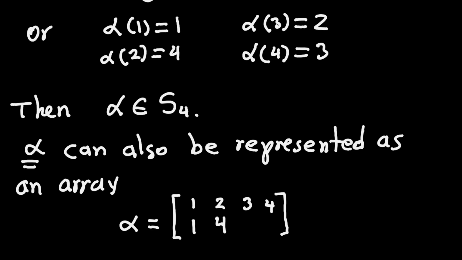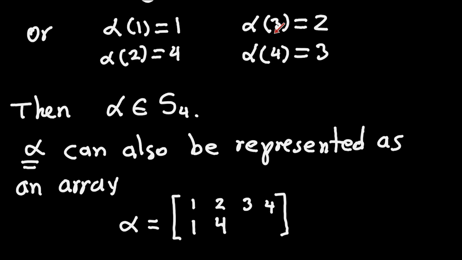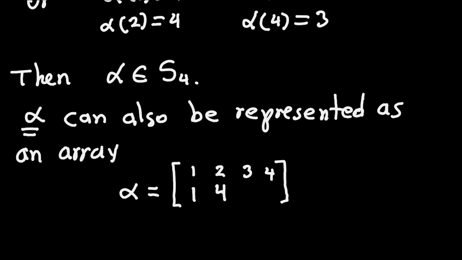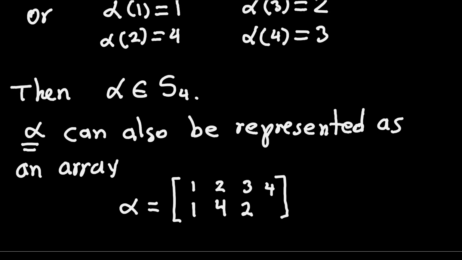We do the same with the other ones. Here alpha of 3 gives me 2, so I'm going to indicate in the array that alpha of 3 is 2. And finally, alpha of 4 is 3, so we're going to put 3 here.